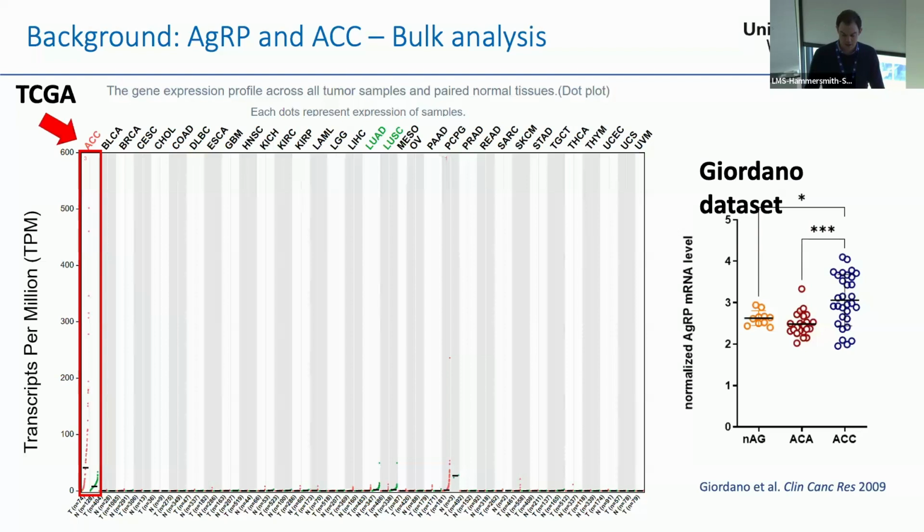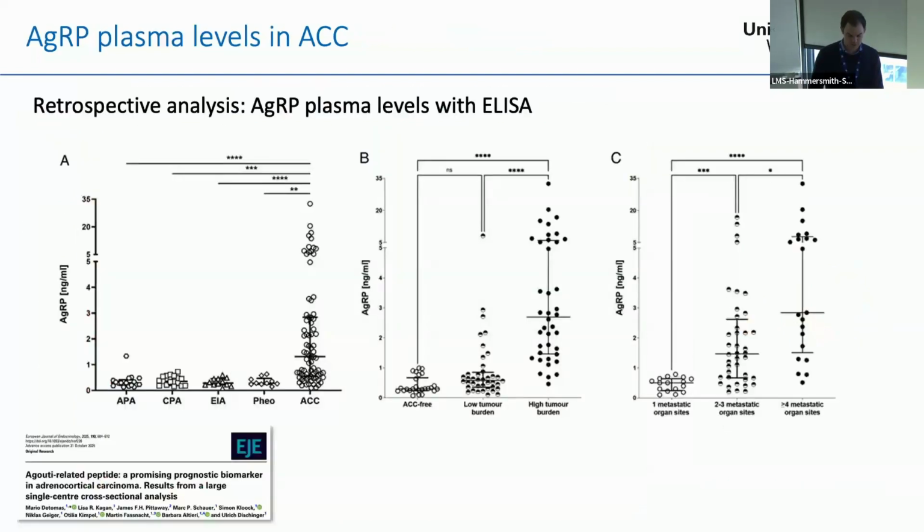And this was echoed looking at a published data set of transcriptome from adrenal cancer versus adrenal cortical adenoma and normal adrenal glands. A retrospective analysis was done, recently published in EJE, which showed that the AGRP levels, as measured in patient plasma, were significantly higher in patients that had ACC versus pheochromocytoma, non-functioning, or EIA, which is the endocrine inactive adenoma, a normal cortisol-producing adenoma, or an aldosterone-producing adenoma.